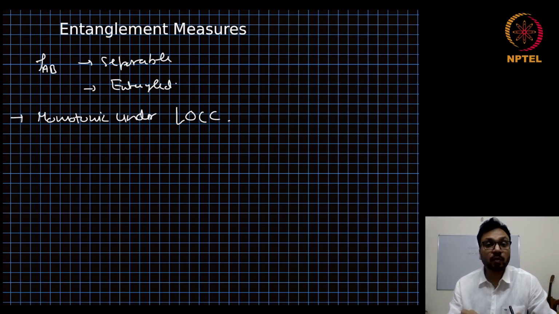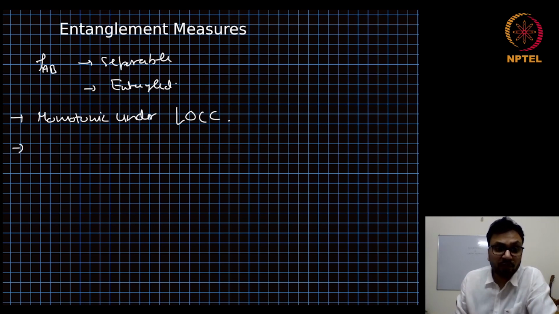Entanglement is a purely quantum resource, a quantum correlation. We should not be able to create it with classical correlations, and we should not be able to create it with local operations. This is what monotonicity under LOCC, local operations and classical communication, means. Second, whatever measure we have for entanglement, it should be zero: the entanglement measure for a state rho should be zero for every separable rho.